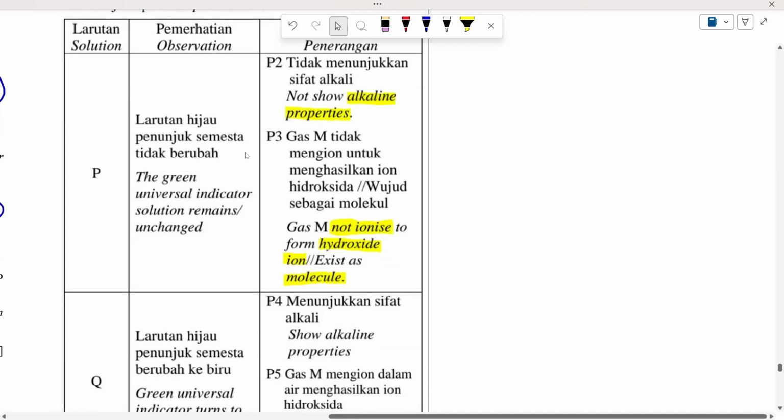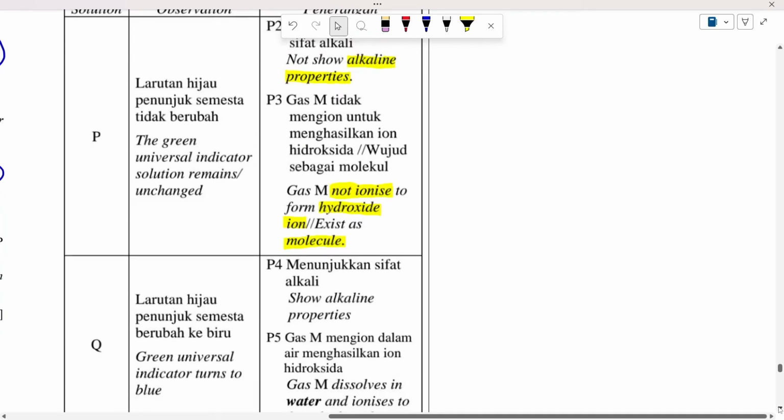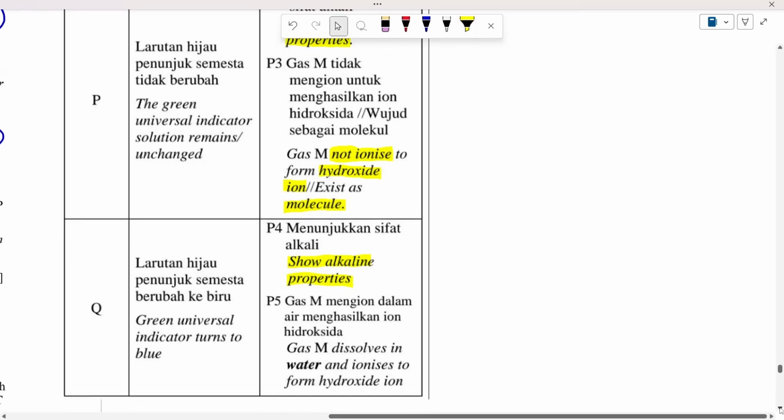Now we look into Q. The universal indicator turns to blue color, so it shows the alkaline properties. Why? It can dissolve in water to form hydroxide ions. Dissolve and ionize, or you can simplify to ionize in water, which can also be accepted.